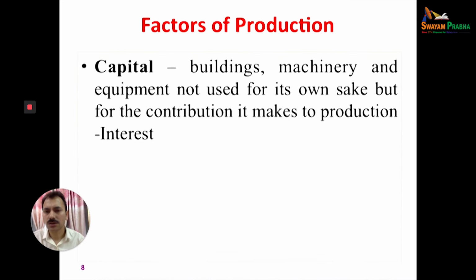Third is capital. Buildings, machinery, and equipment, not used for their own sake but for their contribution to production, are called capital. Capital is for the purpose of investment, for the purpose of production. Any buildings, machinery, equipment, etc., when we use them for further production, are called capital. And the reward, the payment made to capital, is known as interest.